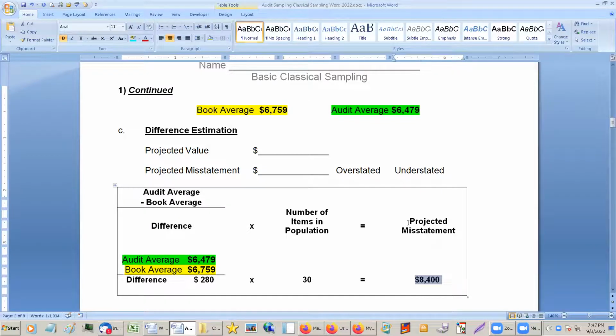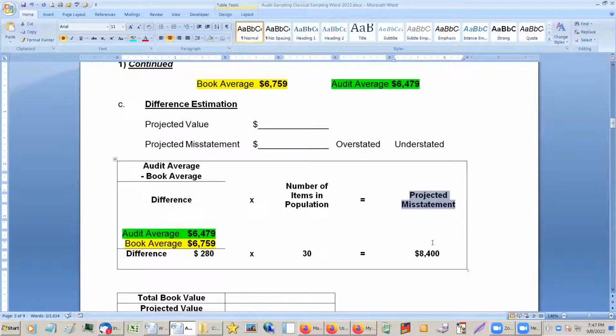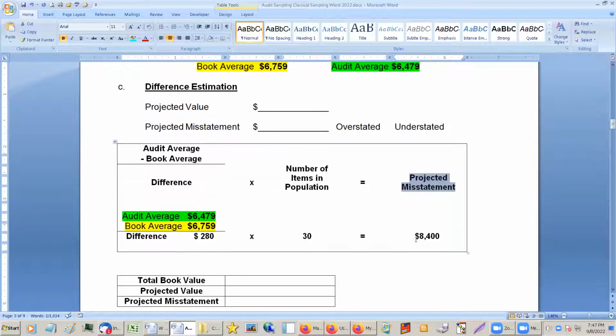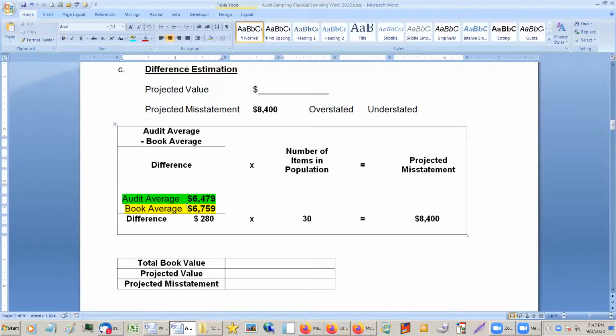This one's a little weird too. You'll notice that this gives us the projected misstatement rather than the projected value. So this is the misstatement. So you kind of do the misstatement first on this one. There's a couple quirky things about this one. I'll tell you later. But the first thing is we get the projected misstatement first.